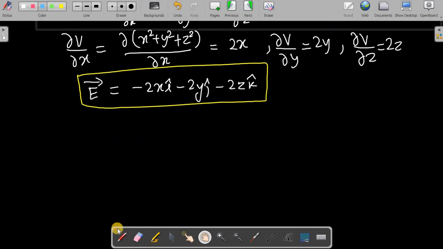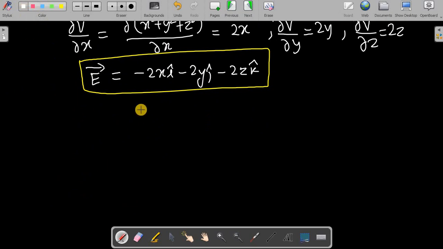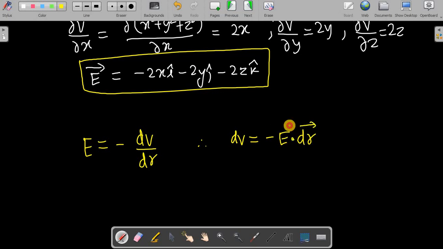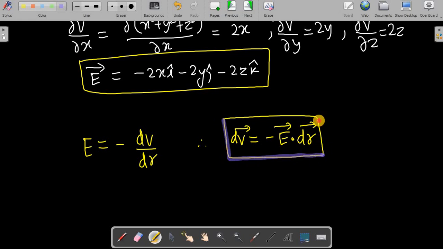Also note that if this calculation has to be done in one direction or one dimension, you can simply write the field as minus dV by dr. Okay, and in 3 dimensions you can also write, as I already told, partial differentiation. But sometimes dV can be brought to this side and you can write minus E dr. But here in vector form you have to take the dot product. Okay, this is an important thing. In 3 dimensions, generally you can apply it like this.